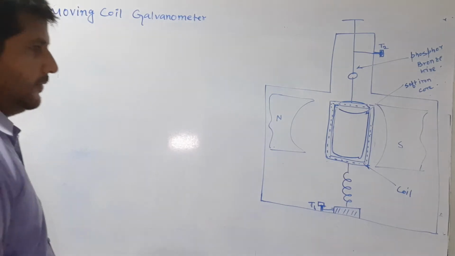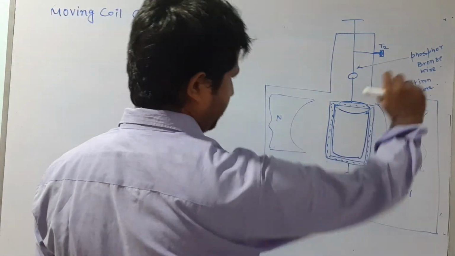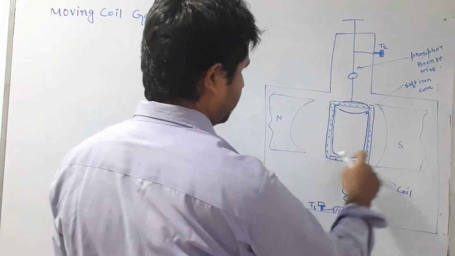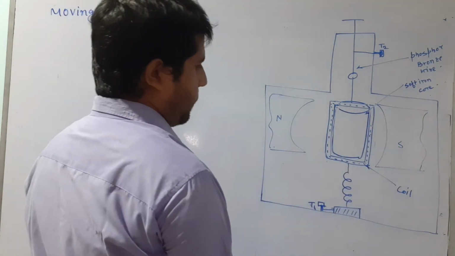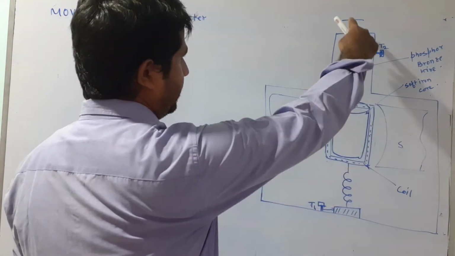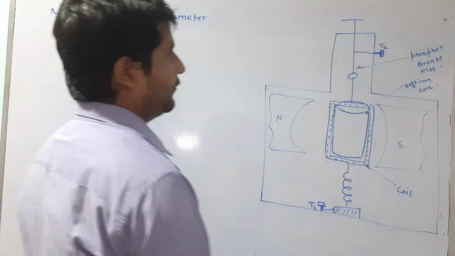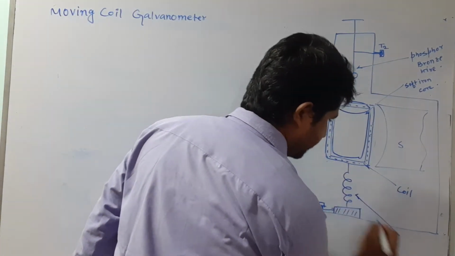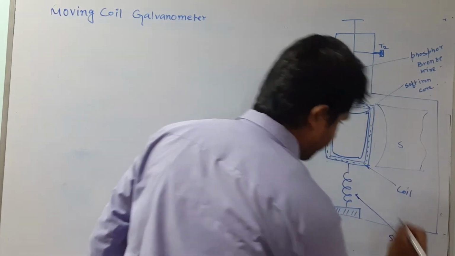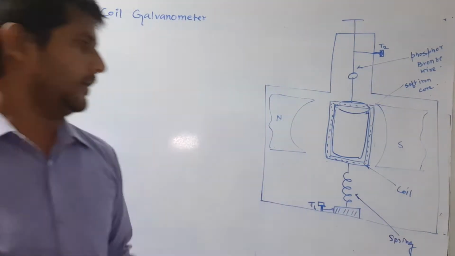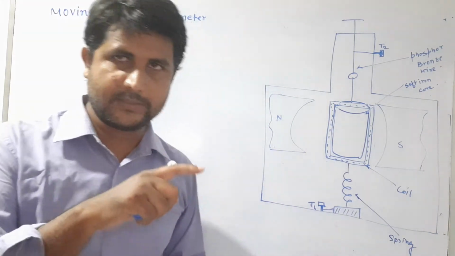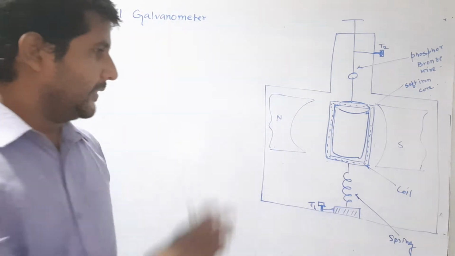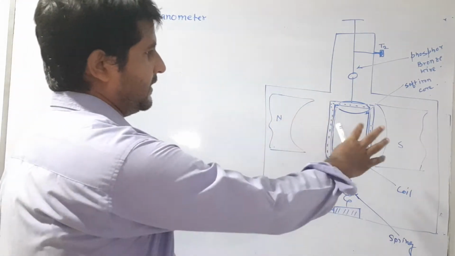Now, a moving coil galvanometer consists of a soft iron core cylinder, which is wound with a large number of coils, a rectangular coil. Its upper part is attached to a phosphor bronze wire, and the lower part is attached to a spring. The whole device is connected with a battery to flow current into this coil. Now we put this coil into this magnetic field.